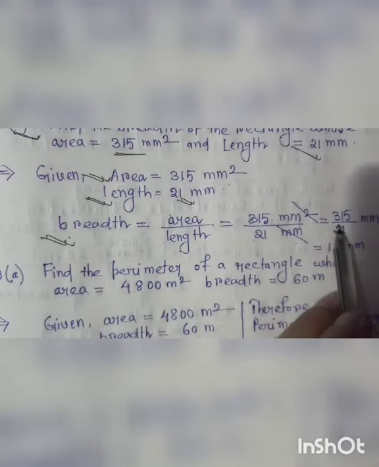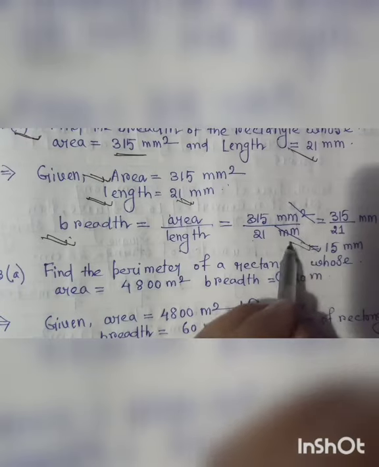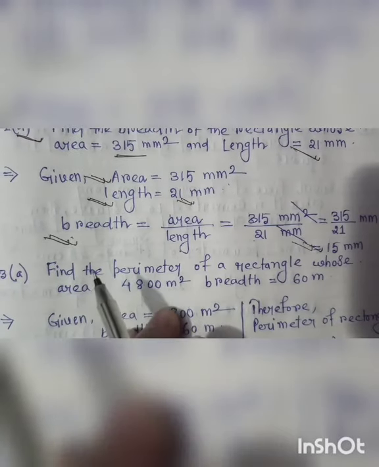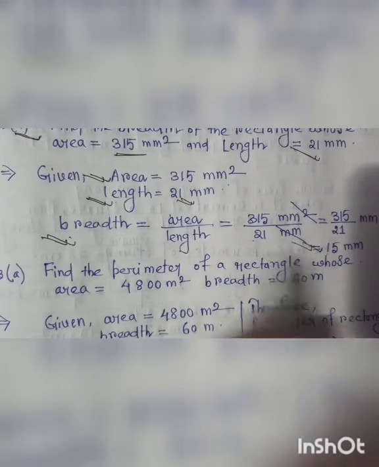1 mm you cancel it. Then next line, 315 by 21. If you divide it, you will get 15. Now it is logically correct. Length is 21, breadth is 15 millimeter.